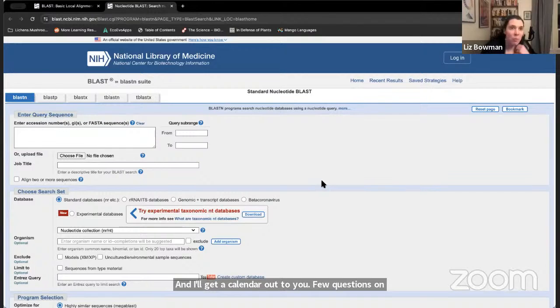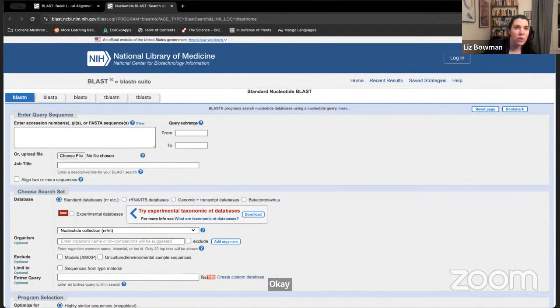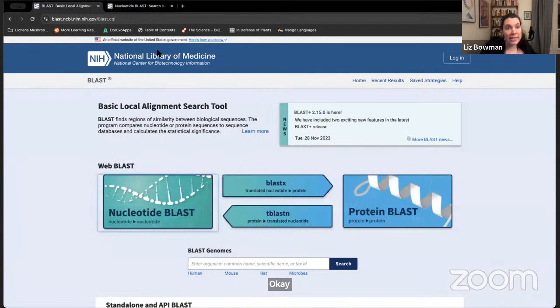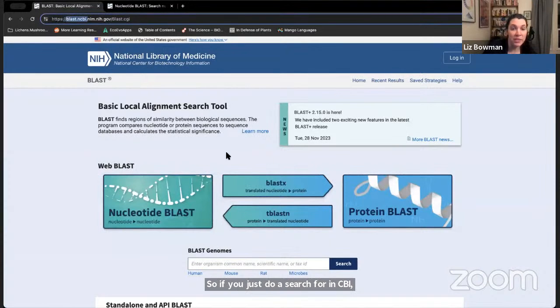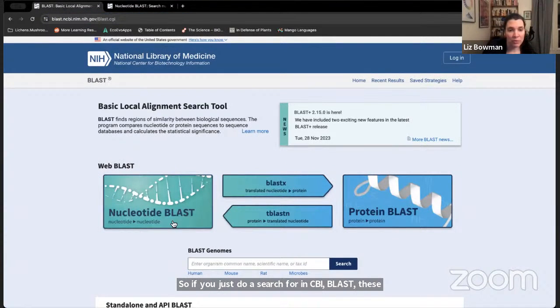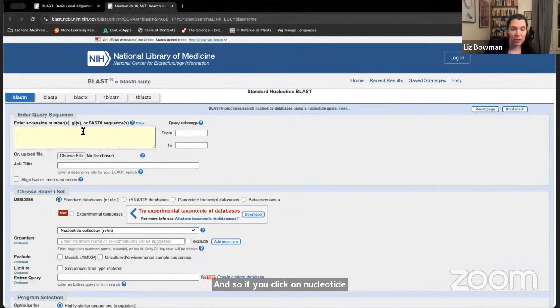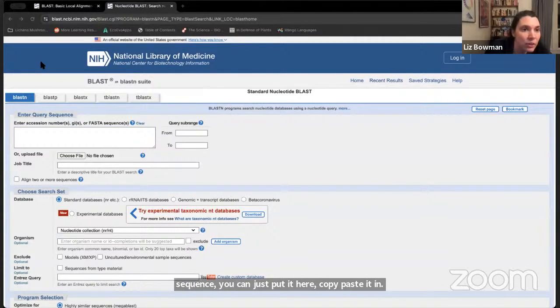While you're doing that, I'm just going to go over BLAST at NCBI real fast, just for people. So if you just do a search for NCBI BLAST, these first two terms, this comes up. And so if you click on nucleotide BLAST, if you have a sequence, you can just copy paste it in.